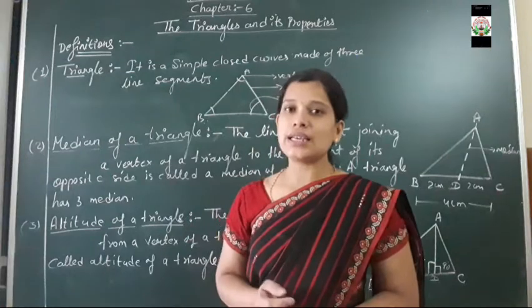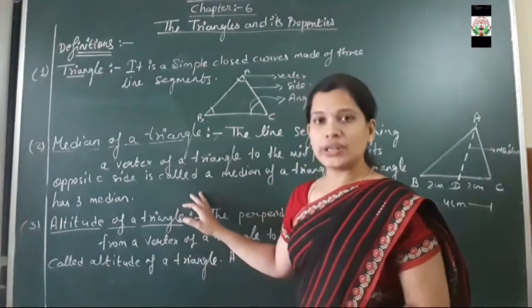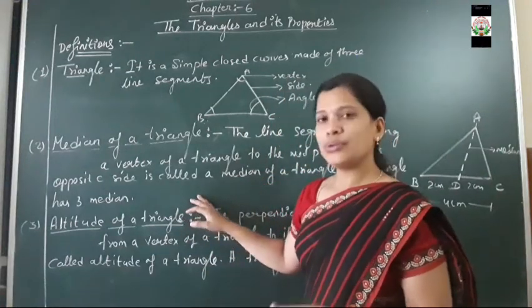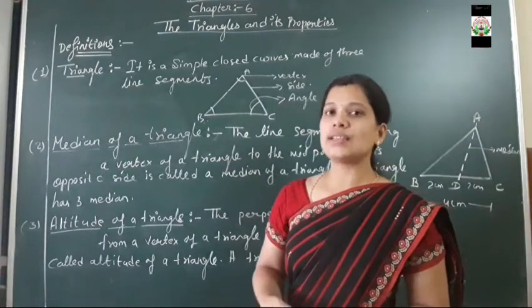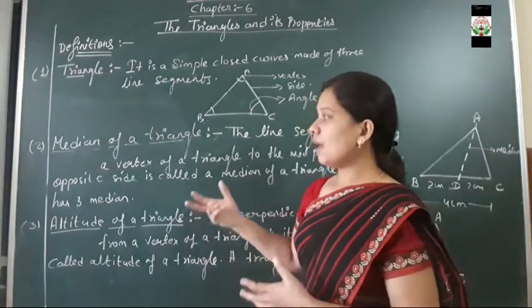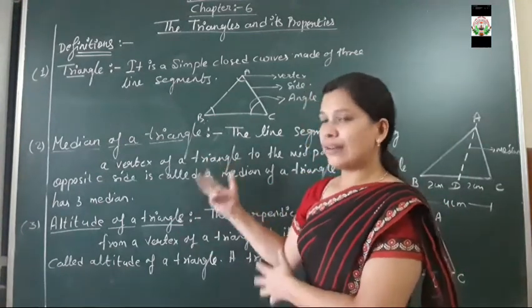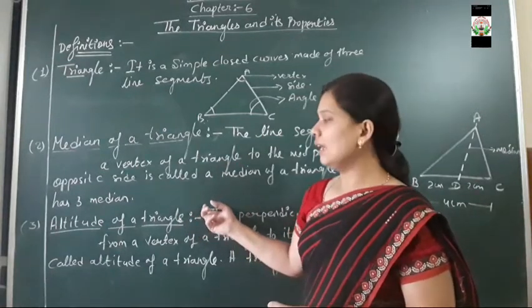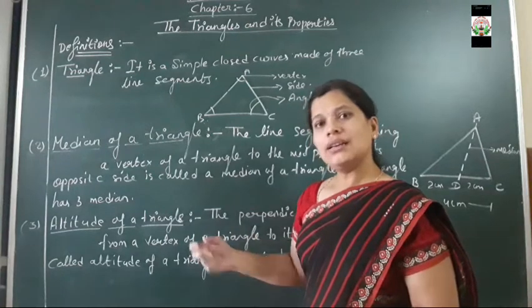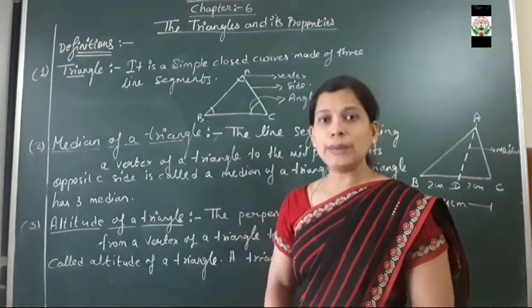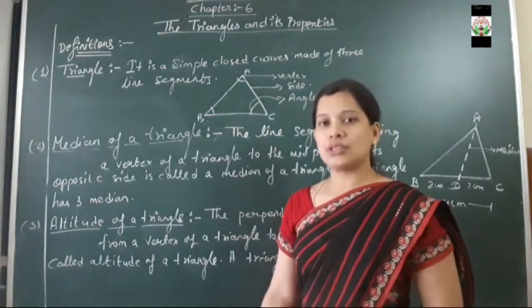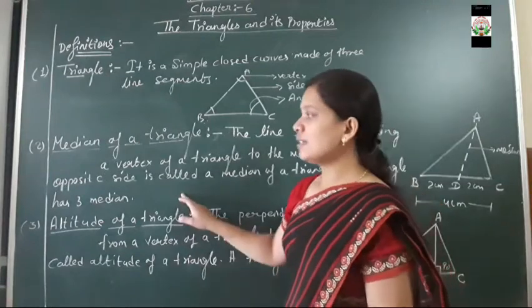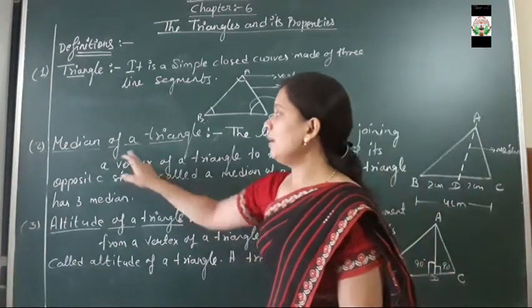Moving to the next topic, which is most important in this chapter: we are going to study the classifications of triangles and their properties. After the triangle definition, we are going to study the median of a triangle and then the altitude of a triangle, then we are going to see 4-5 main properties which are required for this chapter. So next we have the median of a triangle.